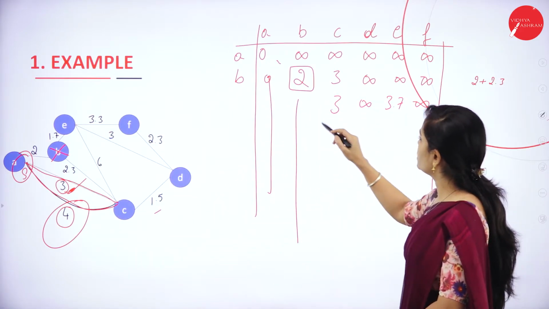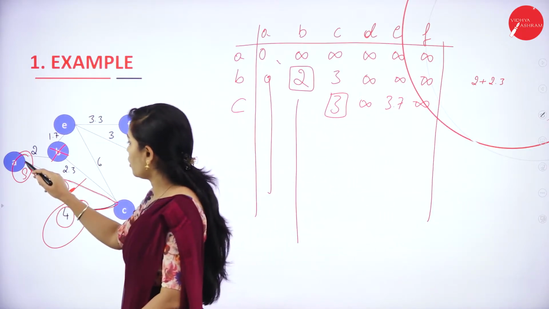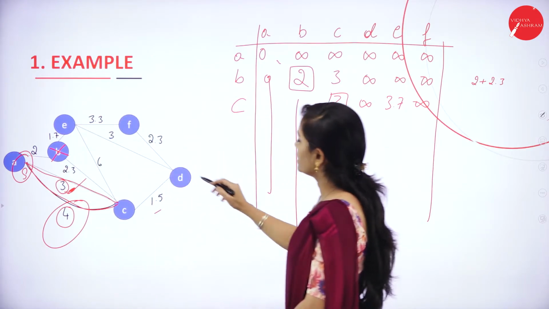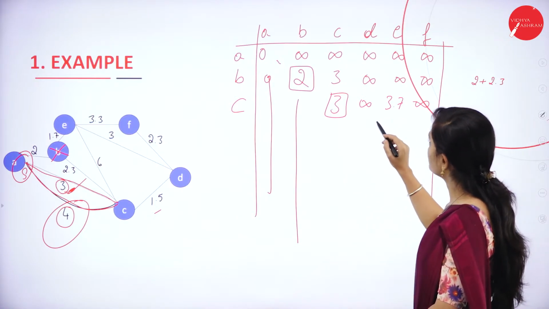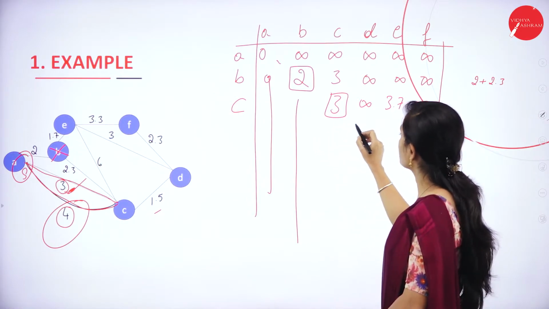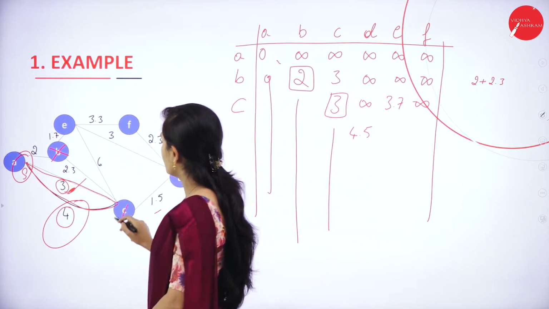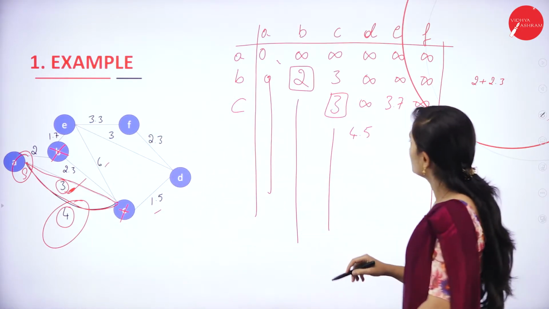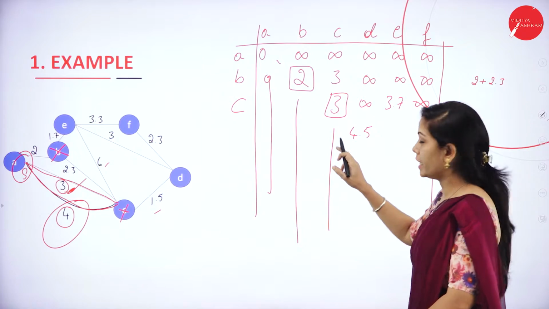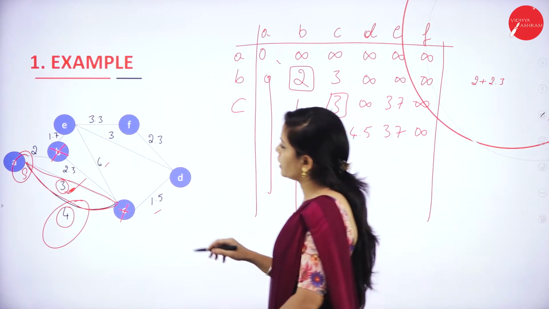Now the least value is 3, it comes under vertex C. Vertex C is connected to A, already visited. Vertex C is connected to B, already visited. Vertex C is connected to E and D. C to D is 1.5, so 3 plus 1.5 is 4.5. And C is connected to E. C to E is 6, so 6 plus 3 is 9. 9 is higher than 3.7, so I'll write 3.7. Now you can cancel this also.